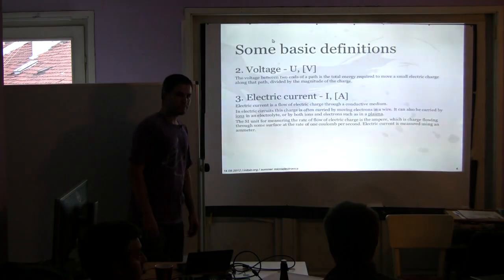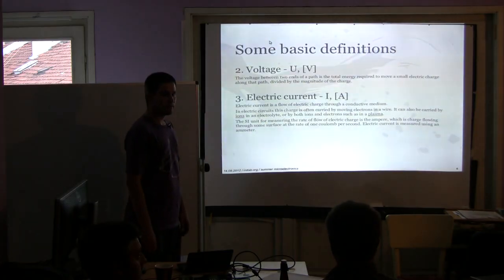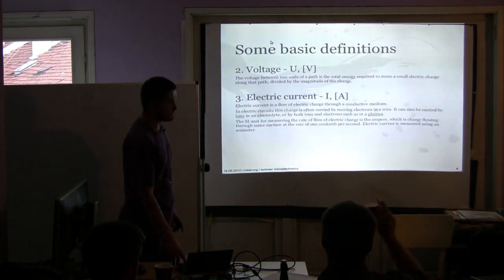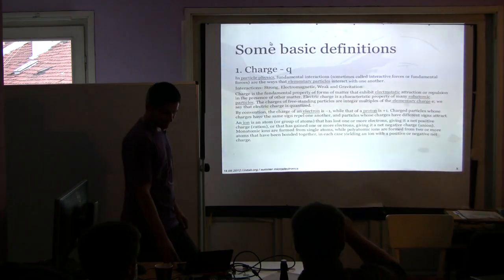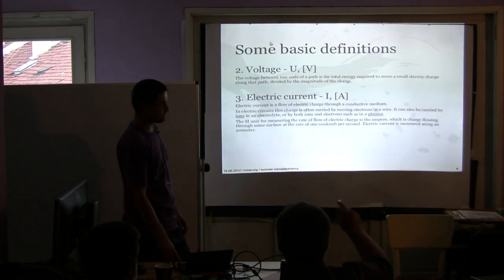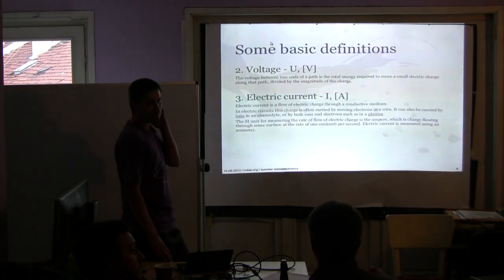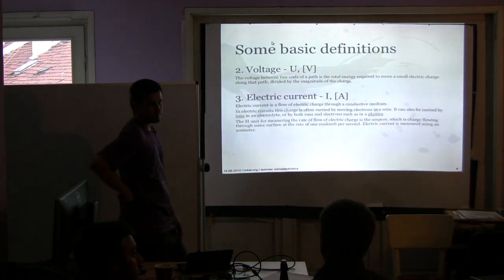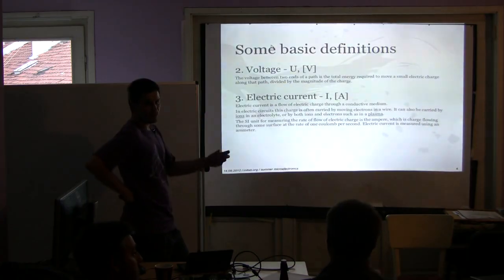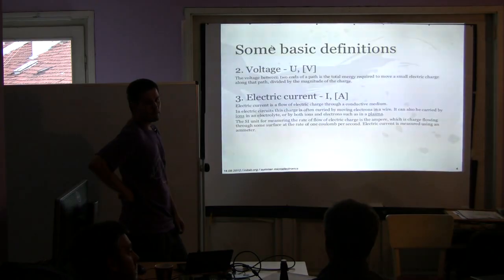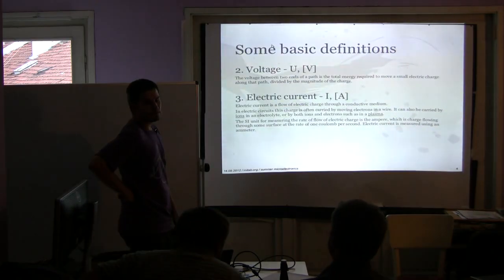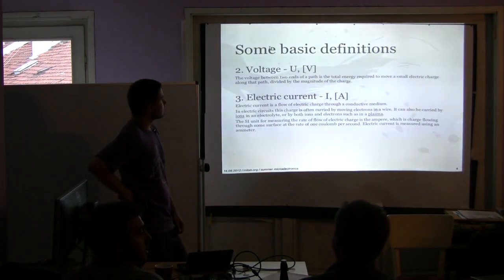I still didn't completely get it, I'm sorry. You write here to move a small electric charge along that path divided by the magnitude of the charge. The magnitude of the charge, I understand, is the same as a small charge. The magnitude is the size of it, right? Yes. So to move a small electric charge divided by the magnitude of this, I don't understand that.